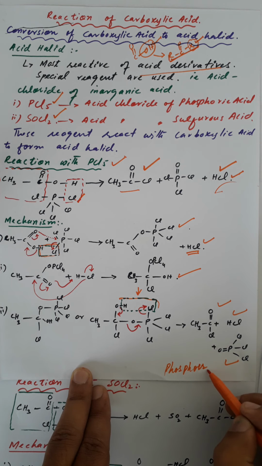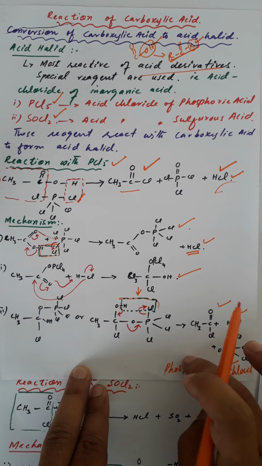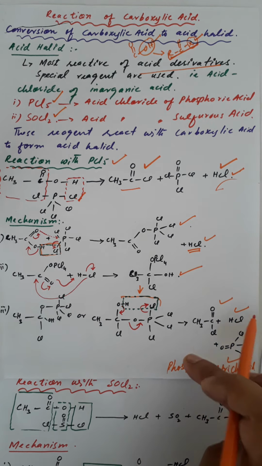phosphorus oxide trichloride and acid halide. So this is the mechanism for PCl5 and acetic acid.